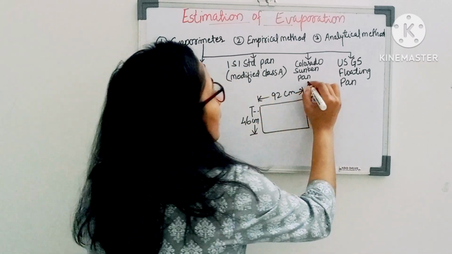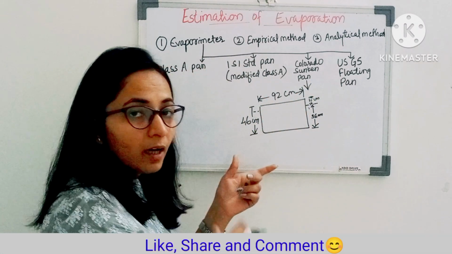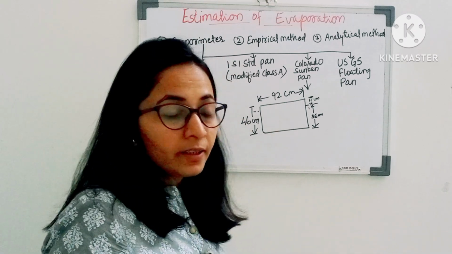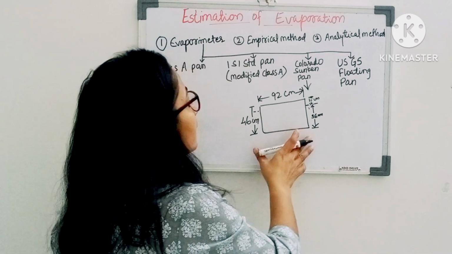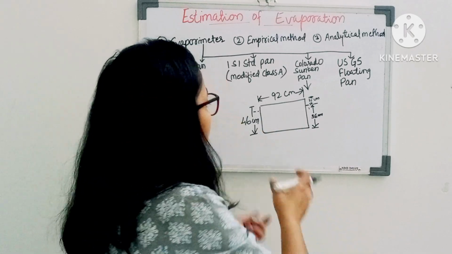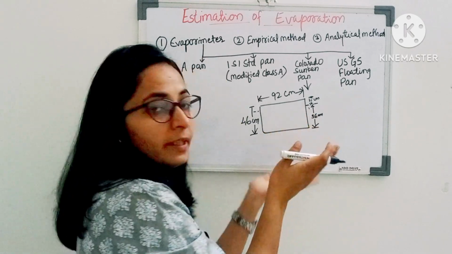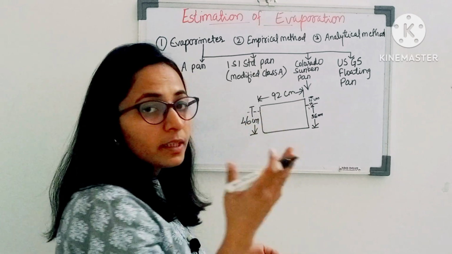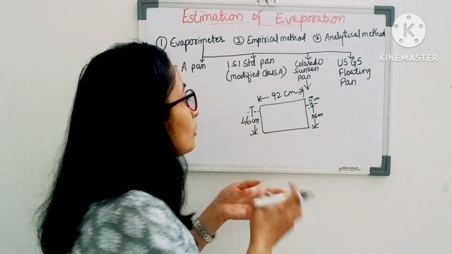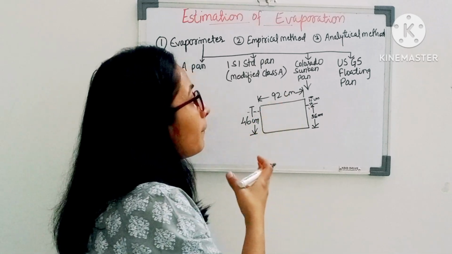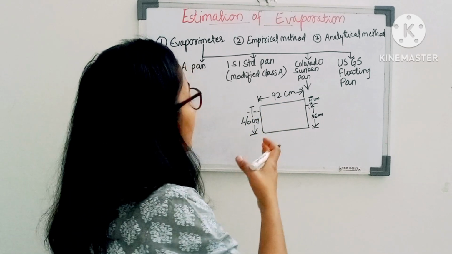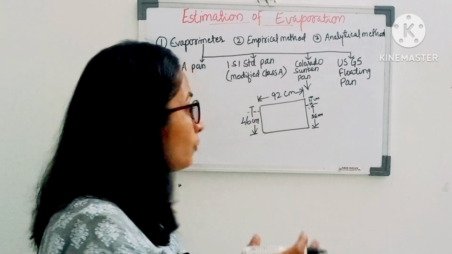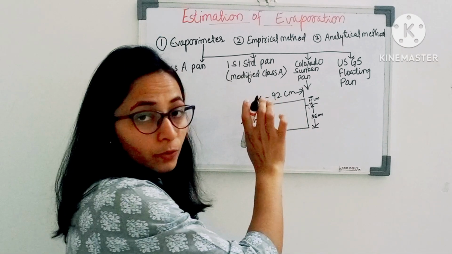Now this Colorado sunken pan considers the aerodynamic properties as well as the radiation parameter. Since it's buried in the earth surface, it considers the phenomena occurring in the earth surface, the radiation energies and the temperature. So the main advantage of the Colorado sunken pan is that the impact of aerodynamics as well as radiation energy is also considered.